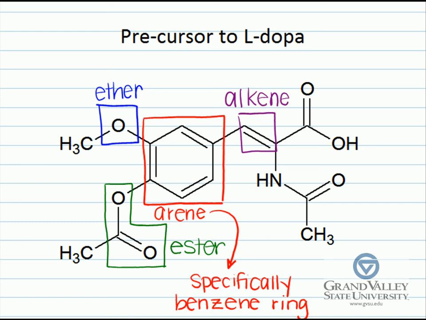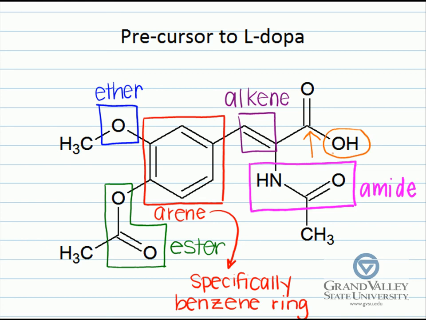There are two more functional groups at the end of this chain. The first is made up of a carbonyl carbon, C double bond O, which is singly bonded to a nitrogen atom. And therefore, this is an amide group. The last of the functional groups on this molecule also contains a carbonyl carbon. The carbonyl carbon is also singly bonded to a hydroxyl group, which makes this group a carboxylic acid.